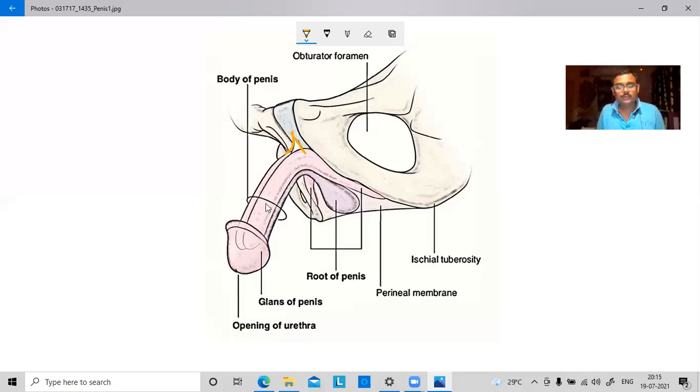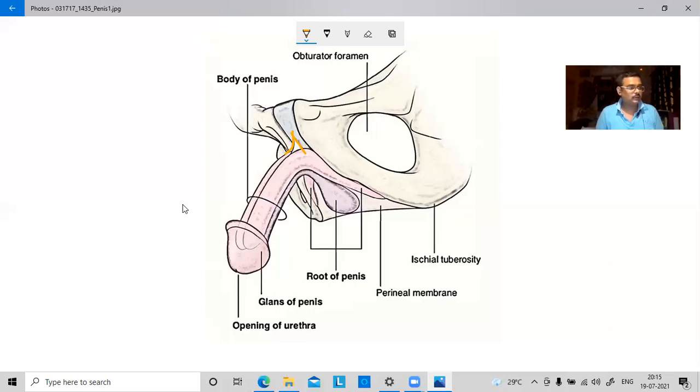Now, with the sensation, there will be the beginning of erection. This erection is done by the parasympathetic supply. Now, this parasympathetic supply is from the pelvic splanchnic nerves, the preganglionic parasympathetic fibers from the pelvic splanchnic nerves, also called the nervi erigentes, which convey preganglionic fibers from the S2, S3, and S4 segments of the spinal cord.